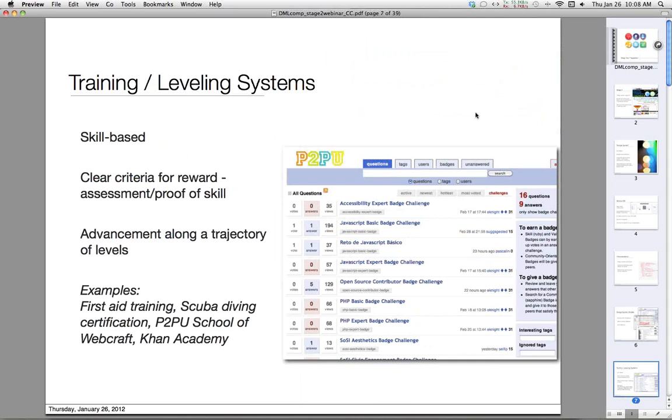So let's jump into the training and leveling system. Training and leveling systems are really skill-based. They're trying to assess how much content people are learning as they move along. And there are clear criteria for reward so that people know exactly what the next steps are. And they can represent proof of skills learned. In its own way, it represents a trajectory of advancement, so people can see how they're improving bit by bit. They're working up a scale. And some examples of these are first aid training, scuba diving, and for another online example, the P2P School of Webcraft and Khan Academy.